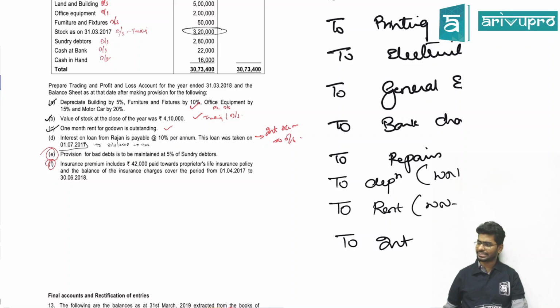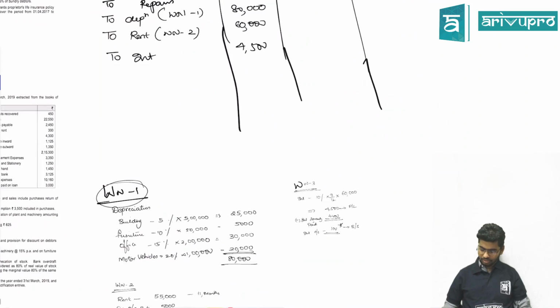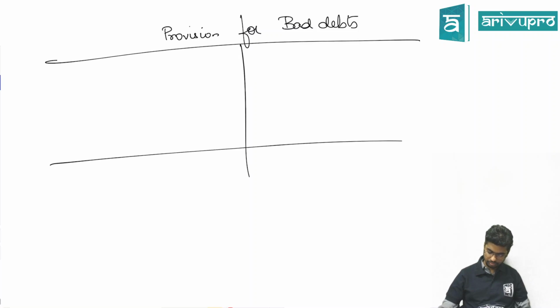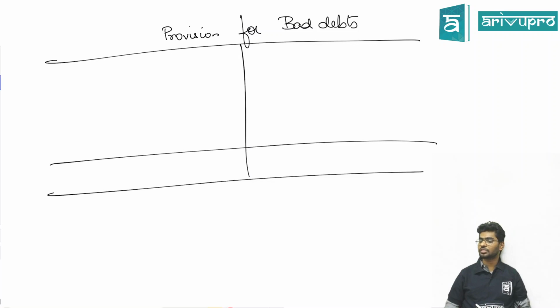Provision for bad debts to be maintained at something they have given. Now let us write down the provision ledger. How does the provision ledger look? Provision for what is your opening balance of provision? Is there provision already available in the balance sheet? How much? By balance carried down.